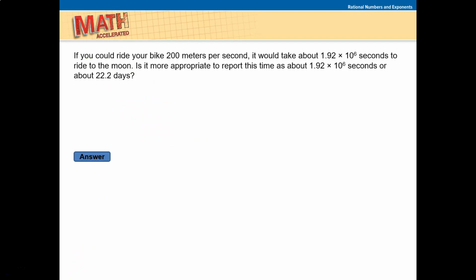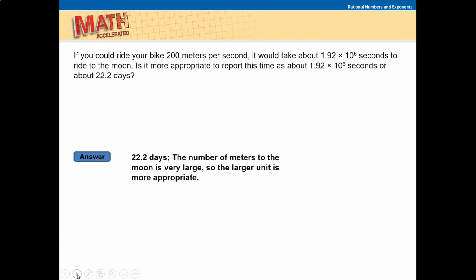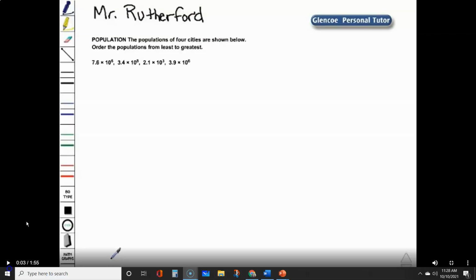If you could ride your bike 200 meters per second, it would take about 1.92 times 10 to the 6 seconds to ride to the moon. Is it more appropriate to report this time as 1.92 times 10 to the 6 seconds or about 22 days? 22.2 days would be more appropriate. People would better understand it.